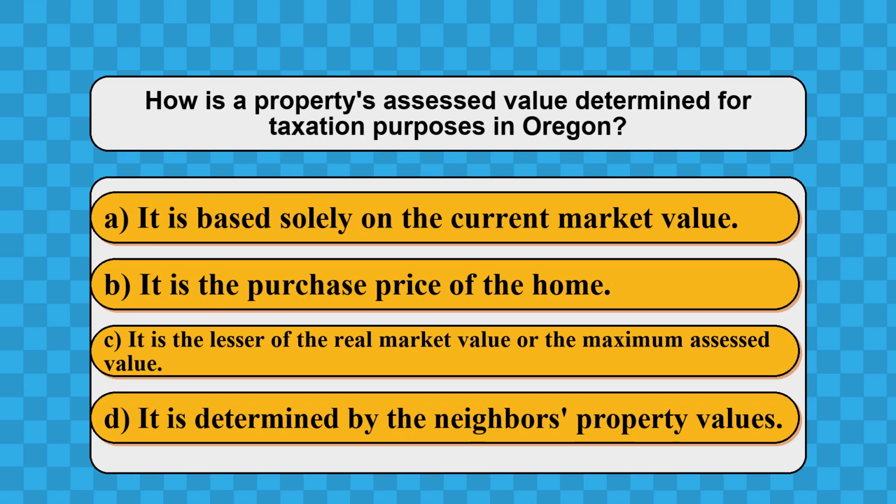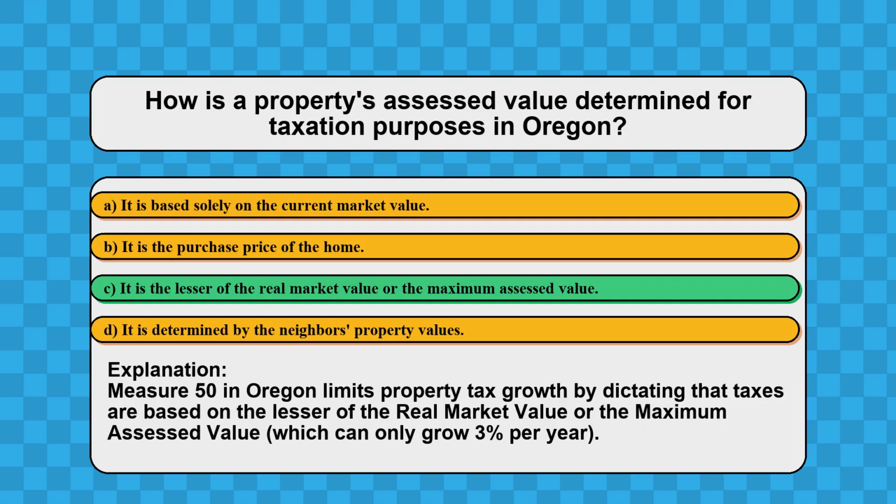Question 12. How is a property's assessed value determined for taxation purposes in Oregon? Option A. It is based solely on the current market value. Option B. It is the purchase price of the home. Option C. It is the lesser of the real market value or the maximum assessed value. Option D. It is determined by the neighbor's property values. The correct answer is option C. It is the lesser of the real market value or the maximum assessed value. Measure 50 in Oregon limits property tax growth by dictating that taxes are based on the lesser of the real market value or the maximum assessed value, which can only grow 3% per year.